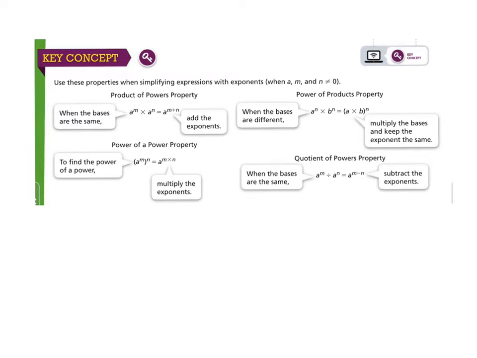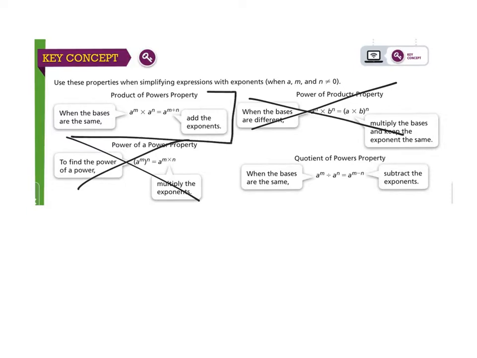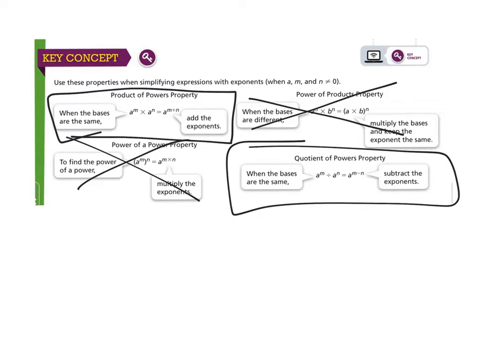Key concept, recap some things. Really to simplify things here, one of these, the top right one, I'm crossing out because we skipped that one. The bottom left I'm crossing out so you don't have as many things to remember. 2 things to remember: multiply, add the exponents; dividing like bases, subtract the exponents. Keep it simple.